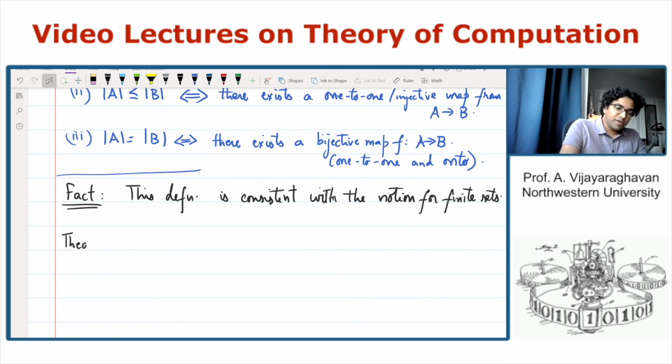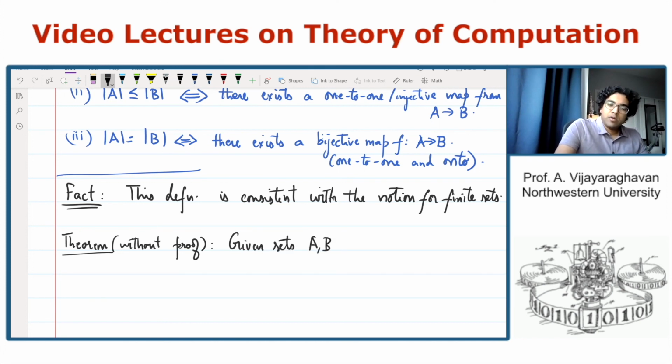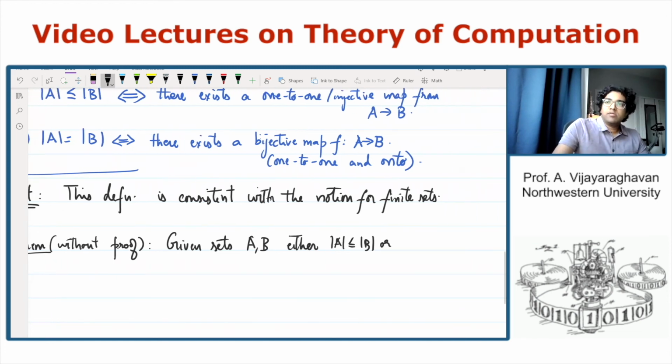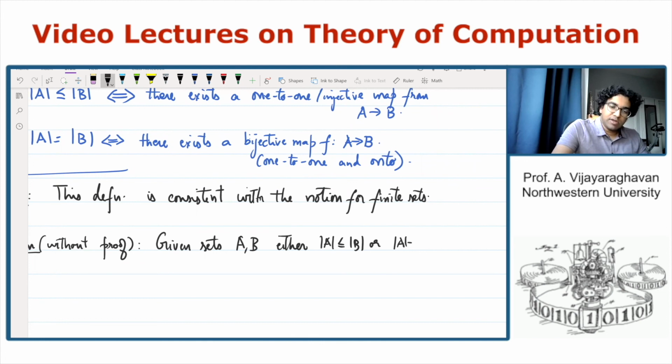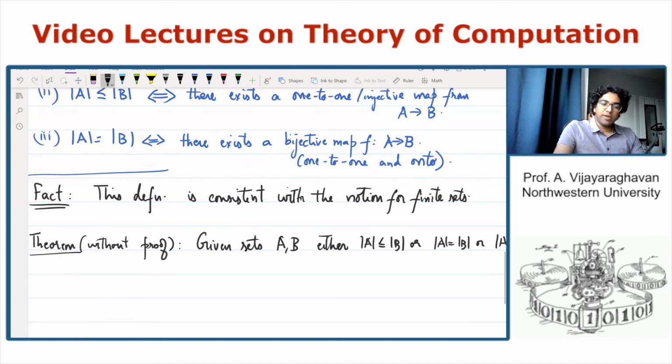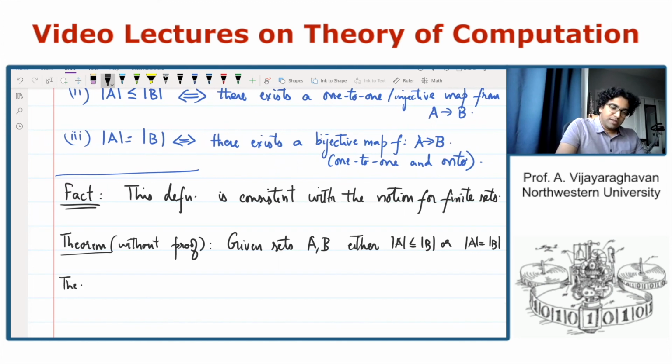So here's a theorem, and I'm going to state it without proof. Given any two sets, either the cardinality of A is less than or equal to the cardinality of B, or the cardinality of A is equal to the cardinality of B, or the cardinality of A is greater than or equal to the cardinality of B. Now, here's another theorem.